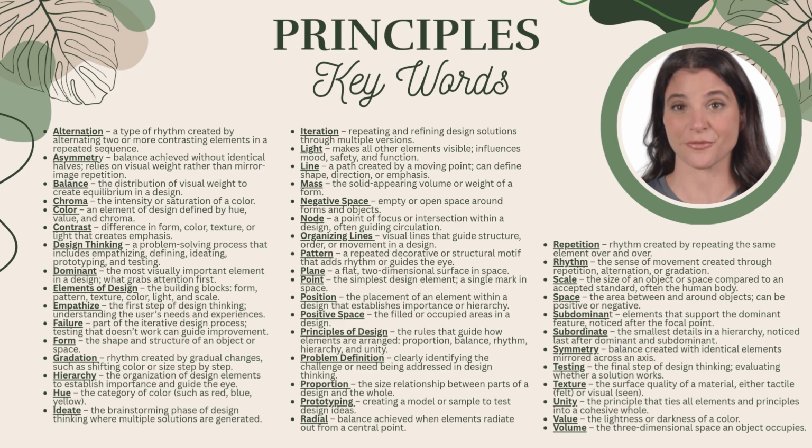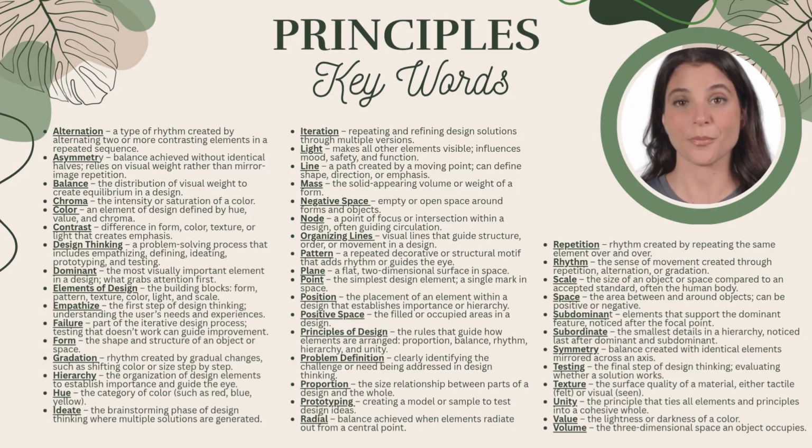Alternation, a type of rhythm created by alternating two or more contrasting elements in a repeated sequence. Asymmetry, balance achieved without identical halves, relies on visual weight rather than mirror image repetition. Balance, the distribution of visual weight to create equilibrium in a design. Chroma, the intensity or saturation of a color. Color, an element of design defined by hue, value, and chroma. Contrast, difference in form, color, texture, or light that creates emphasis.